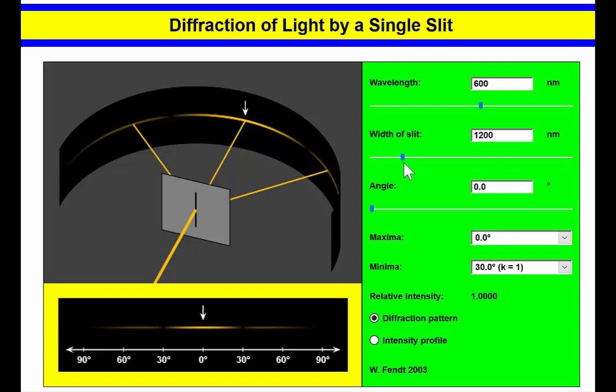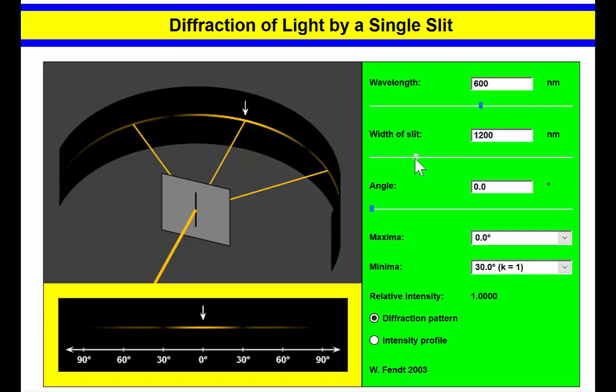And you'll notice that we're beginning to see a pattern. We still have the central maximum that goes from 0 out to about 30 degrees on each side. Then at 30 degrees, you have the first order minimums, and then the next maxima are significantly less bright than the first ones.